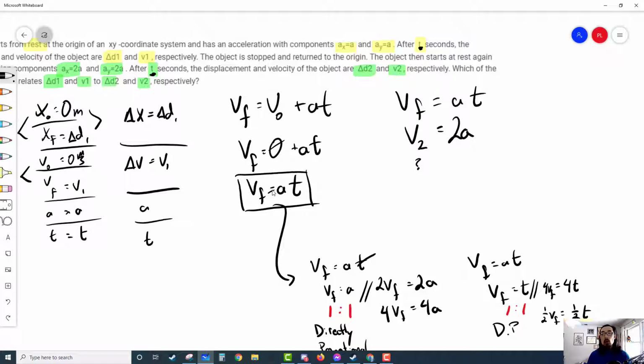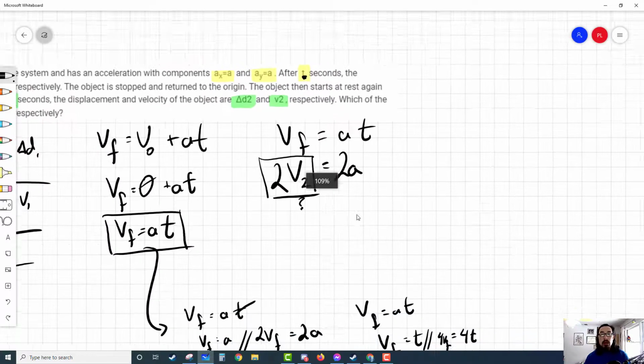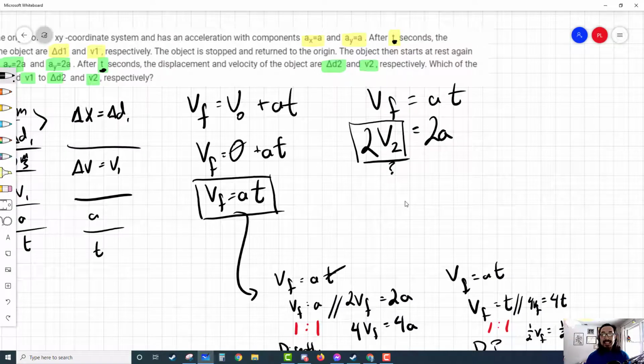So I'm taking a look at my relationships here. If I have 2a here, and these are directly proportional because they are on opposite sides of the equal sign and they're both in the numerator, so if my acceleration increases by a factor of 2, my v2 must also increase by a factor of 2. Now let's see how our delta D is affected.